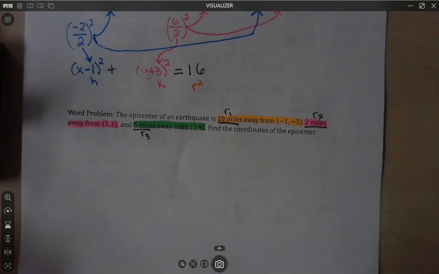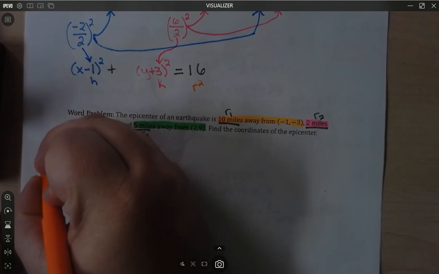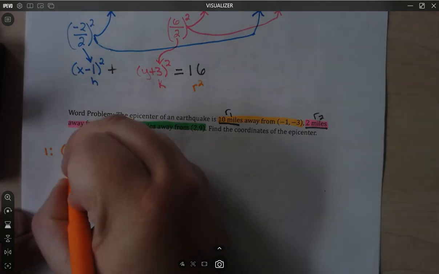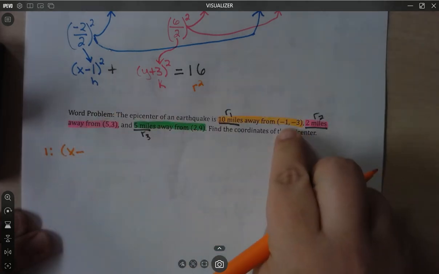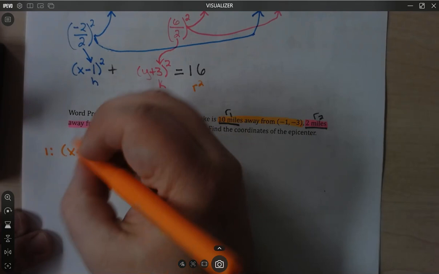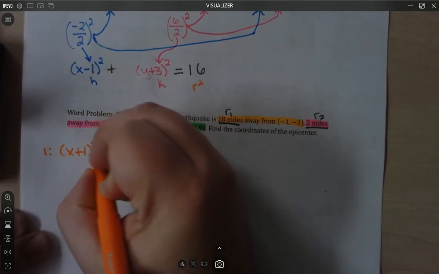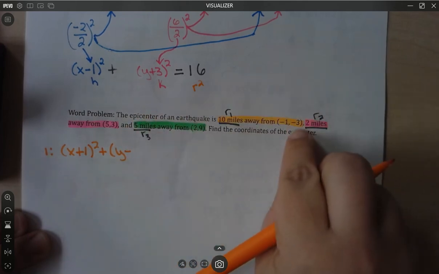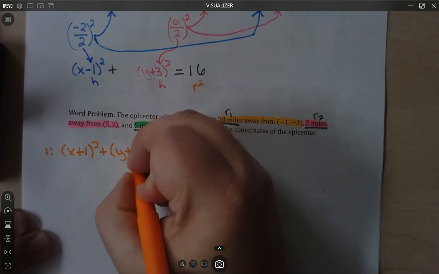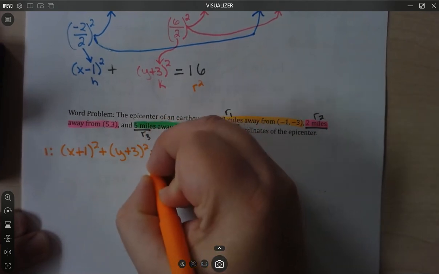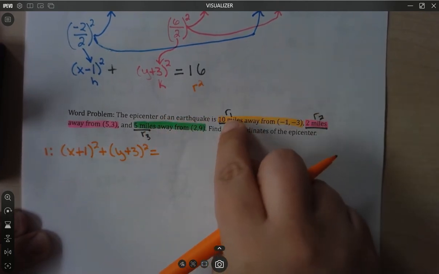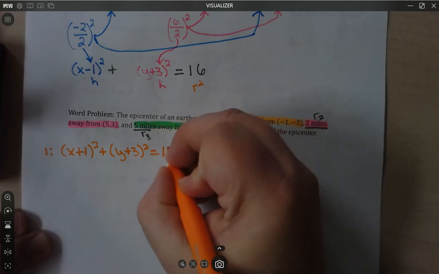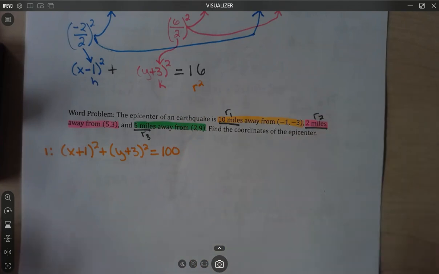So let's do circle 1. We are going to do our x minus h, and that's a negative, so x plus 1 squared, plus y minus -3 squared equals our radius squared. 10 squared is 100.